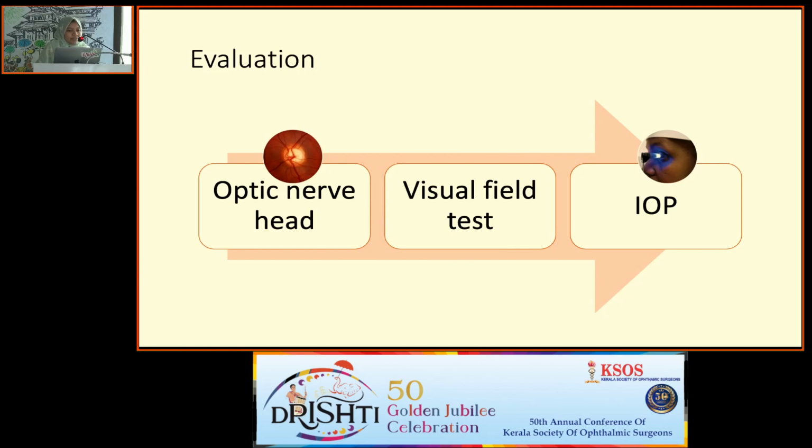For the evaluation and monitoring of glaucoma, optic nerve head assessment, visual field test, and intraocular pressure assessment are the most commonly used. Optic nerve head assessment depends only on the clinician, whereas the visual field test depends upon patient cooperation and experience, and intraocular pressure measurement has day-to-day variations and fluctuations.